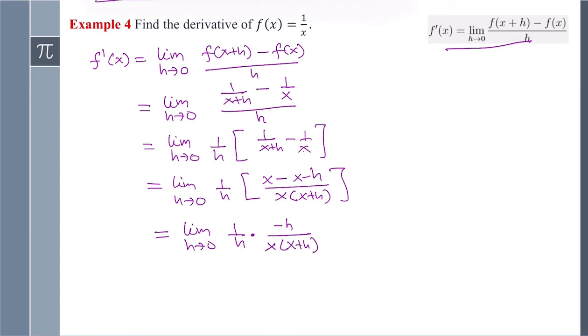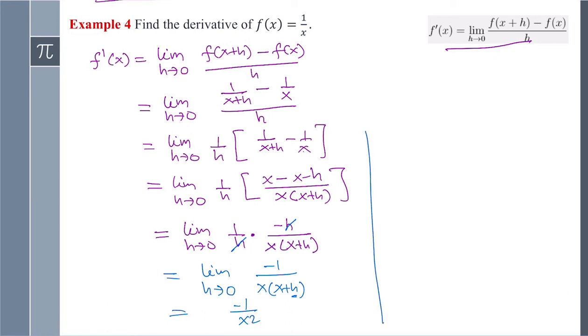Now what we can do here is cancel out this h and this h. That gives us the limit as h approaches 0 of negative 1 over x times x plus h. And then if we plug in 0, we get negative 1 over, since h is 0, x squared in the bottom. So that means the derivative of 1 over x, or f prime of x, equals negative 1 over x squared.